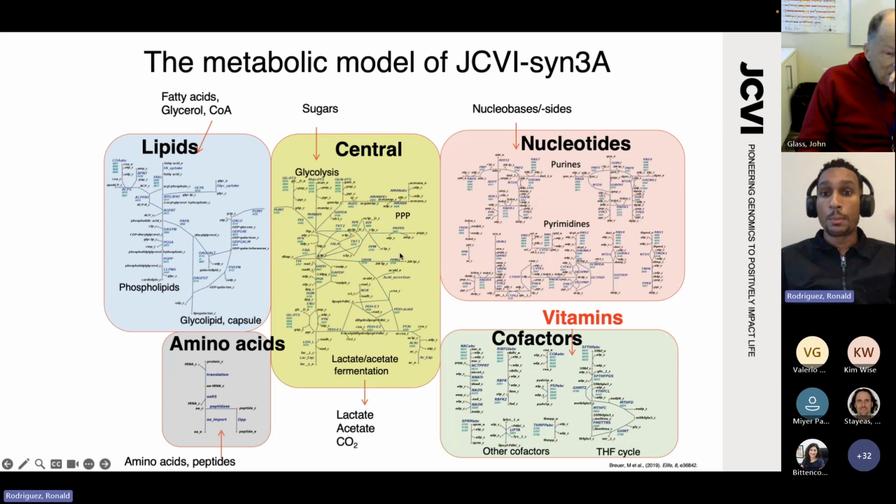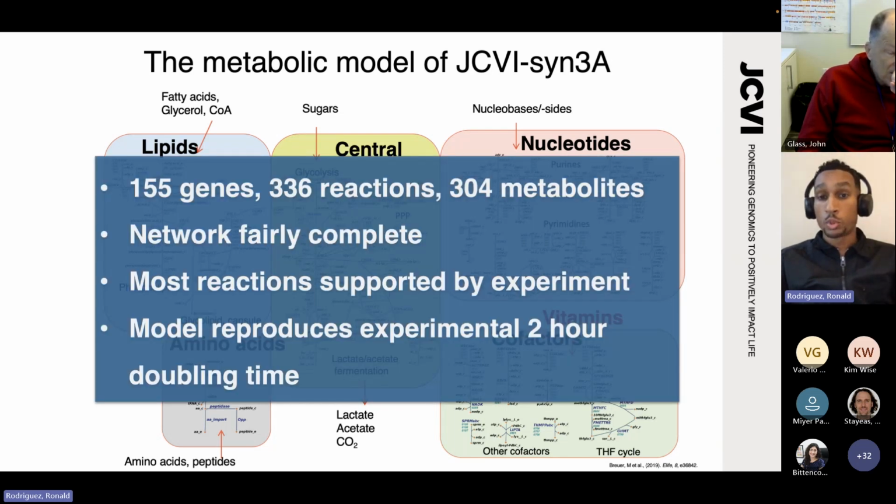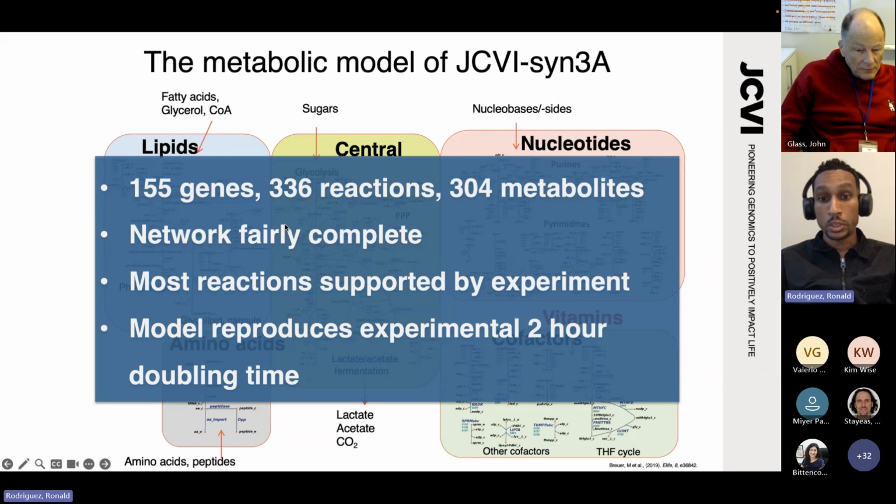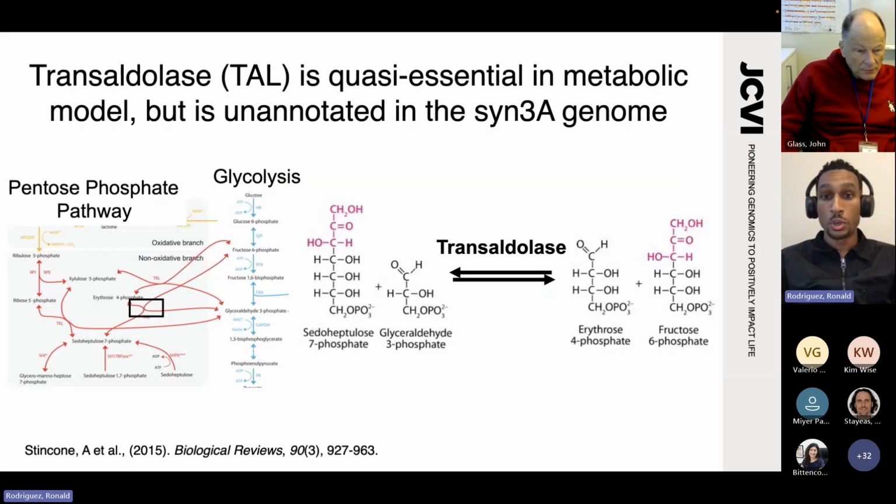So our computational collaborators have developed a metabolic model for the minimal cell based on the genes that are present in the SYN3A genome and what we know about mycoplasma metabolism in general. And for the most part, we've been able to assign a gene to every single metabolic reaction across all major metabolic pathways. And this includes 155 genes. It's pretty much complete. And for the most part, it's consistent with the idea that the cell should double every 2 hours, with the exception of this enzyme called the transaldolase.